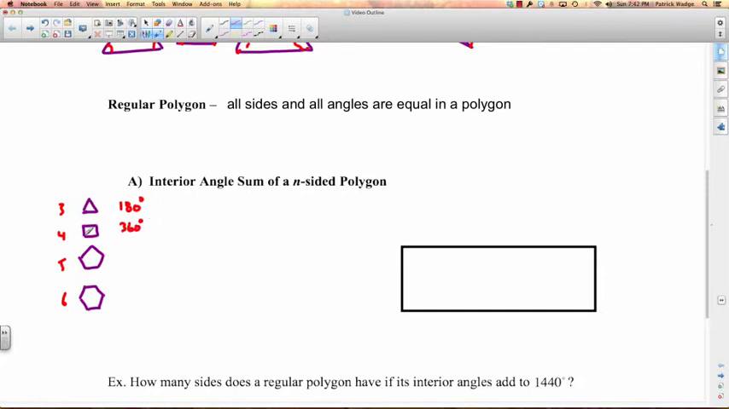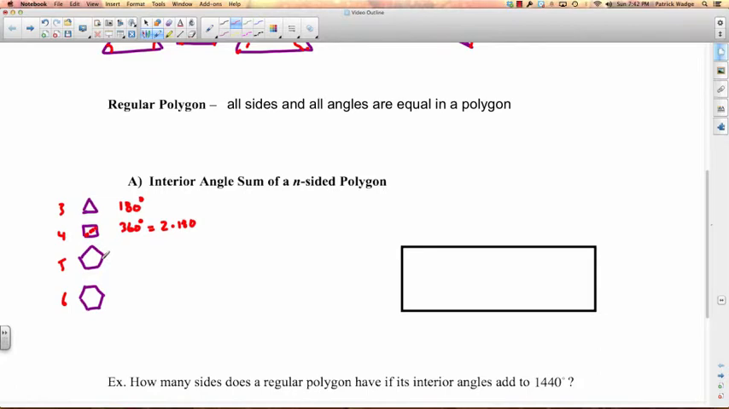If I was to cut this into two triangles, right? Triangle there. How much is in this triangle? 180. How much in this triangle? 180. So 360 because it's the same as 2 times 180. I'll put equals 2 times 180.